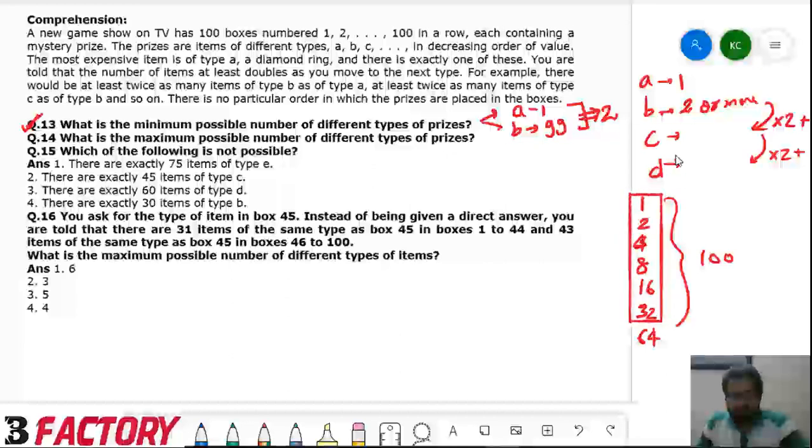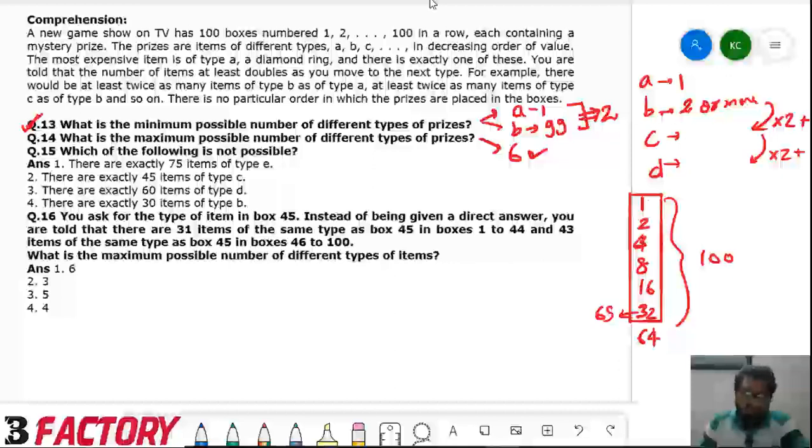And this last value, we can write as much as we want. The sum of the others will be 31, and then we can write 69 to make up 100. How many types will we have? 1, 2, 3, 4, 5, 6. So six different types is the maximum possible. Seven types is not possible because then we would need at least 127 gifts, which is not there.